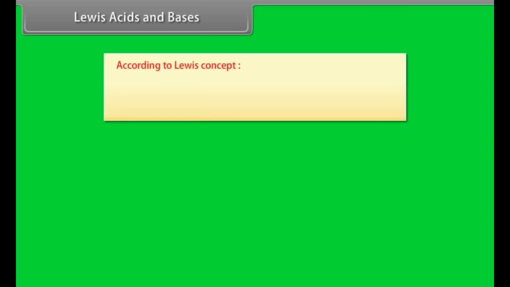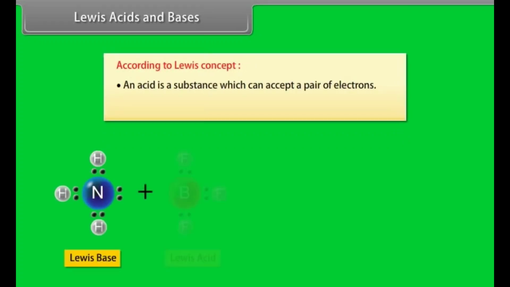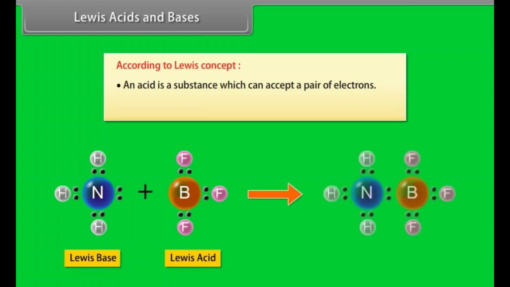Lewis acids and bases. According to the Lewis concept, an acid is a substance which can accept a pair of electrons. A base is a substance which can donate a pair of electrons. For example, in the reaction, BF3 acts as an acid.